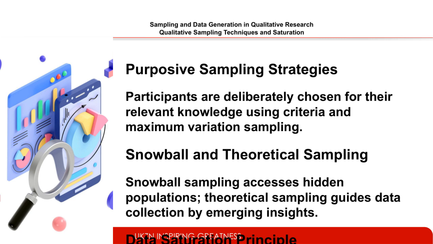Studies show saturation can often be reached with relatively small samples, depending on how similar or diverse the participants are and the study's scope. For postgraduate students especially, it's vital to clearly explain why certain sampling choices were made and demonstrate that saturation has been achieved. Doing so strengthens the research's methodological rigor, ensuring transparency, credibility, and trustworthiness throughout the study.